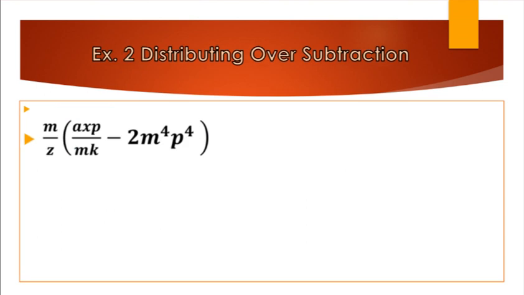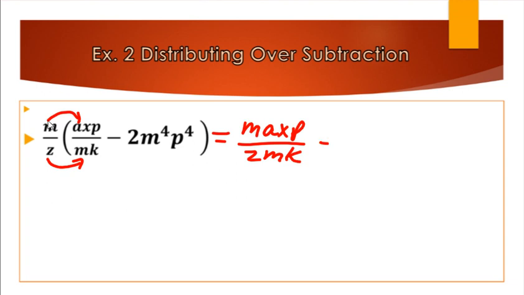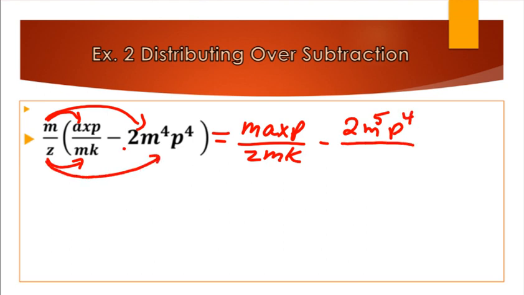Next one, now this one is over subtraction. So here, do everything the same thing. So we got m times axp divided by z times mk, so zmk, minus, over here we got 2m to the fifth p to the fourth, divided by, this is really over 1, so it's times z.